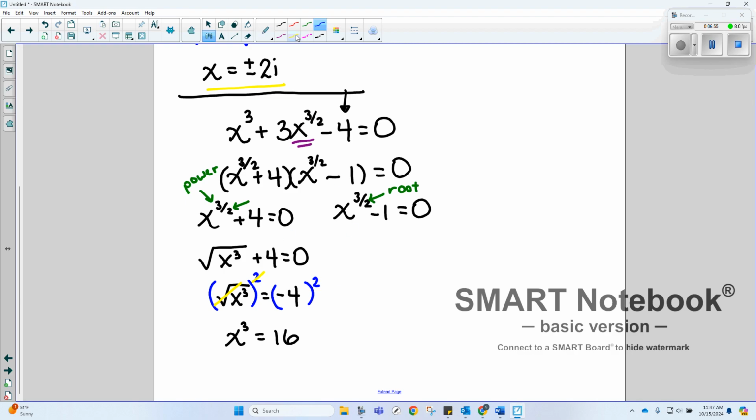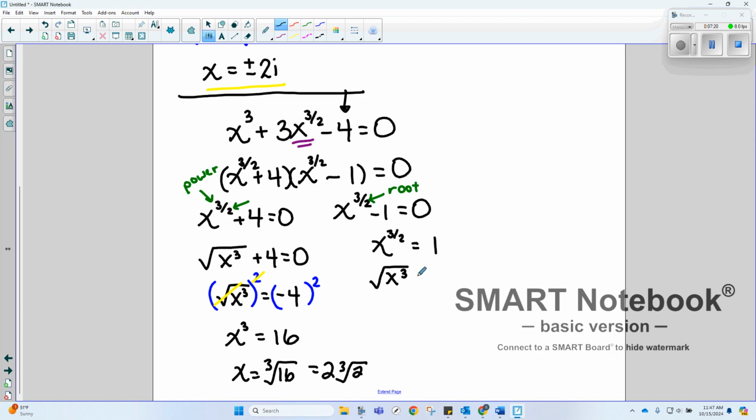All right, if x cubed is equal to 16, that means x is going to be the cube root of 16, which is 2 times the cube root of 2 if we take the time to simplify it. Now we're not done yet, but we're going to go ahead and follow this path down the same way.